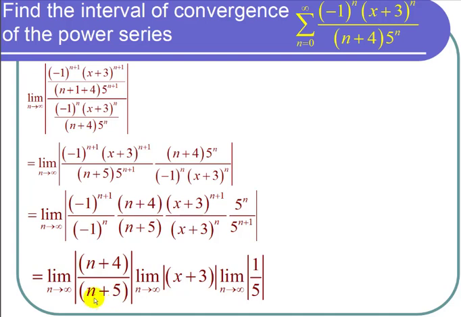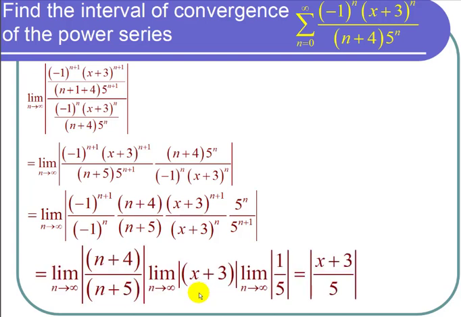So this first limit, the limit as n goes to infinity of (n plus 4) over (n plus 5), that goes to infinity over infinity, and I can invoke L'Hopital's rule. So the derivative of n plus 4 is 1. The derivative of n plus 5 is also 1. 1 over 1 is 1, so that term just goes away. And the other two, there aren't any n's involved in x plus 3 or 1 over 5, so the limits go away. And what I'm left with is just |x plus 3| over 5 in absolute values.